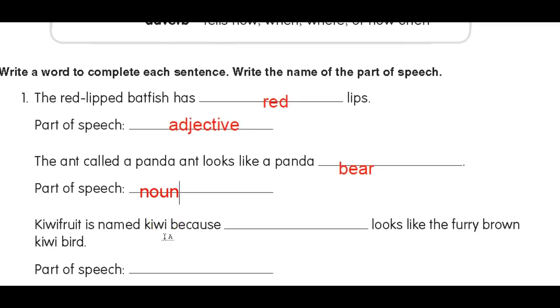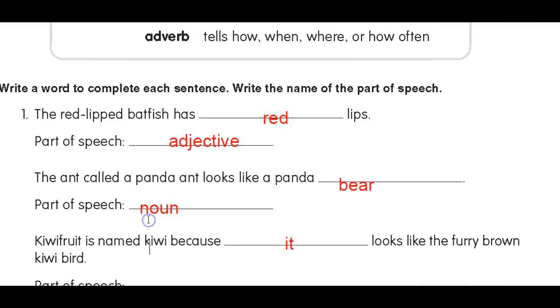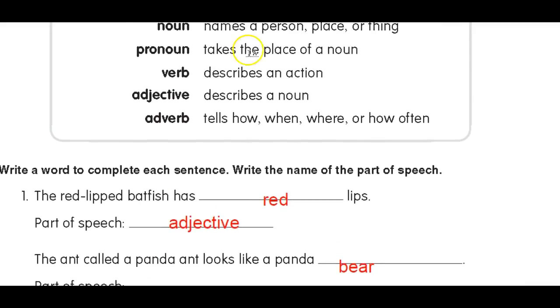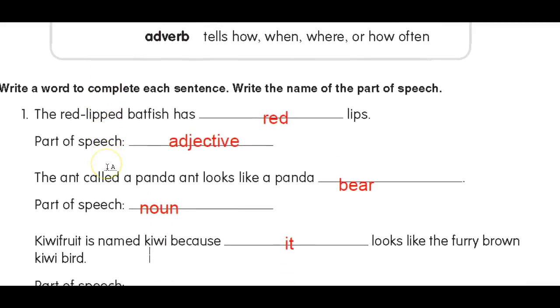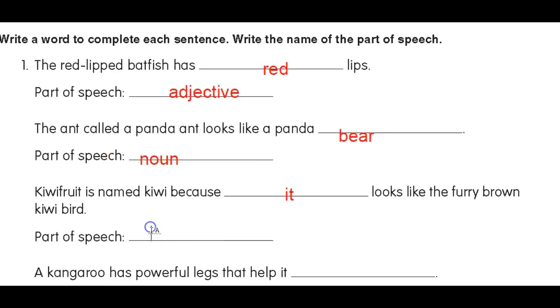"Kiwi fruit is named kiwi because it looks like a furry brown kiwi bird." Okay, "it," what is it describing? Which word is it taking the place of here in this sentence? "Kiwi fruit is named kiwi because it"; it's taking the place of kiwi fruit. So when you have a word that takes the place of a noun, that is a pronoun. So "it" here is a pronoun.